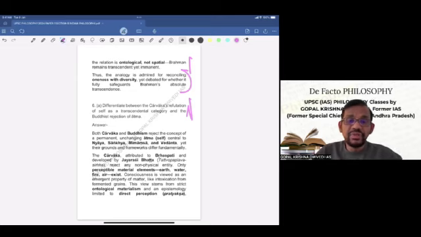Both Charvak and Buddhism reject the concept of a permanent, unchanging Atma, central to Nyaya, Sankhya, Mimamsa, and Vedanta. Because these systems, Nyaya, Sankhya, Mimamsa, and Vedanta, believe that there is a permanent self, and Charvak and Buddhism oppose that. Yet their grounds and frameworks differ fundamentally. So even though they oppose the concept of a permanent unchanging self, it's not that they are the same. They are fundamentally different.